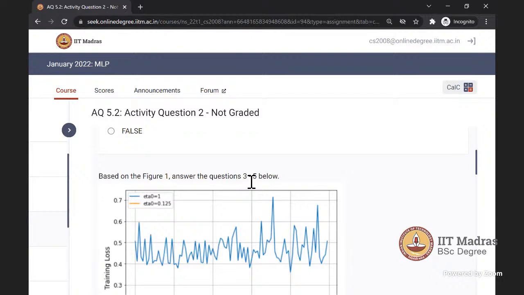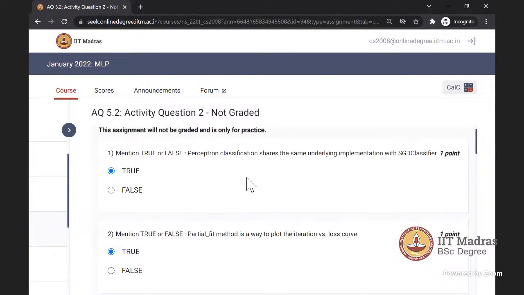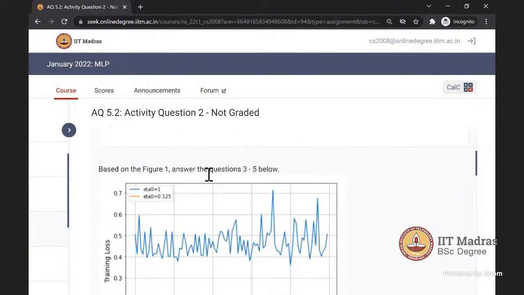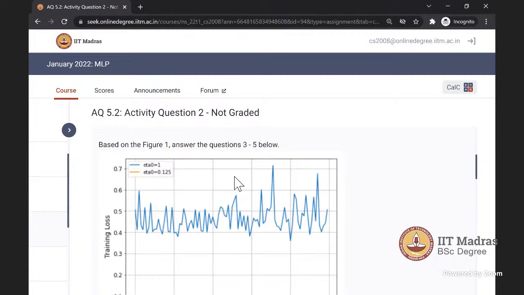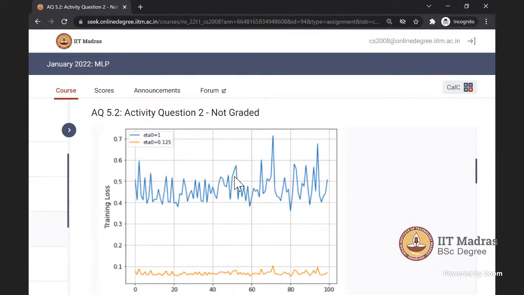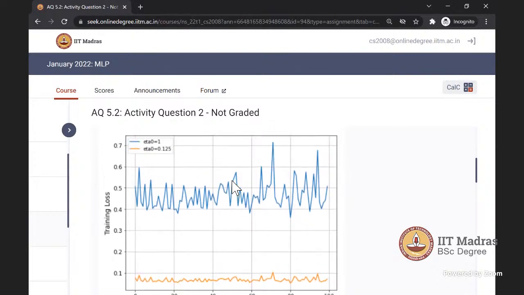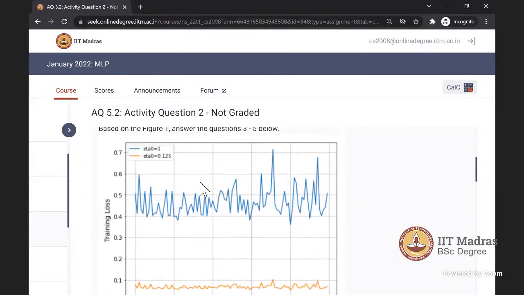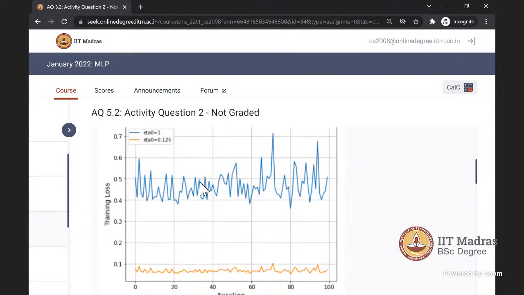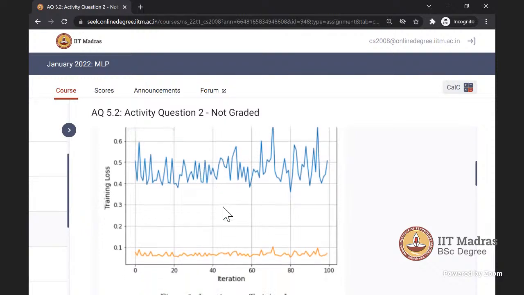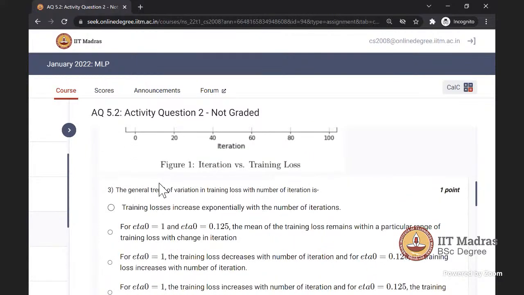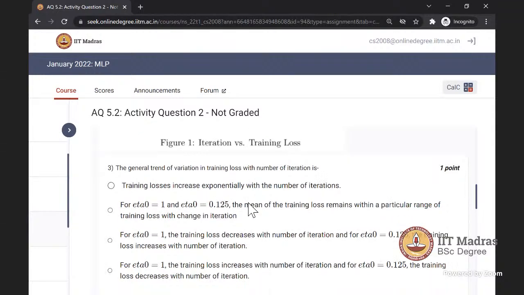Okay, so let's move on to the next question. Question number 3. For question number 3 and 5, refer to the following diagram. I think this is the same chart that we saw a few minutes back in the Colab. On the x-axis we have iteration, and on the y-axis we have training loss. The blue curve represents learning rate eta 0 equal to 1, and the orange curve represents learning rate eta 0 equal to 0.125. The general trend of variation in training loss with number of iterations is?